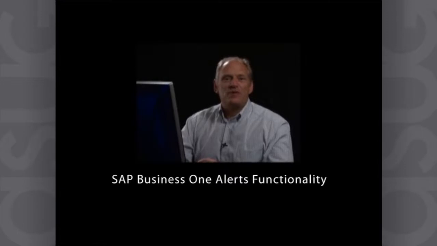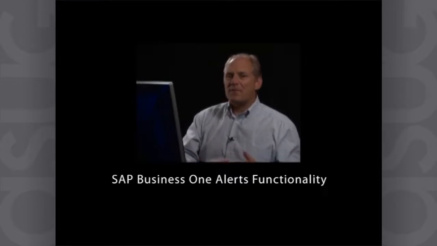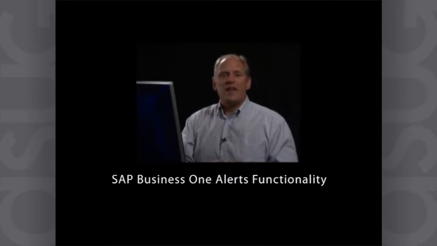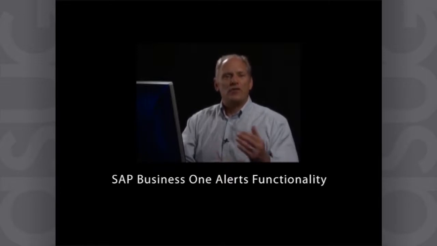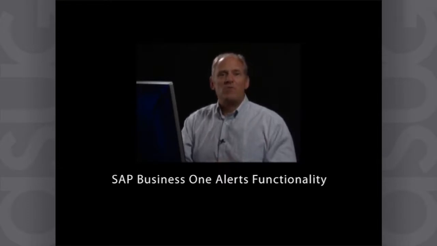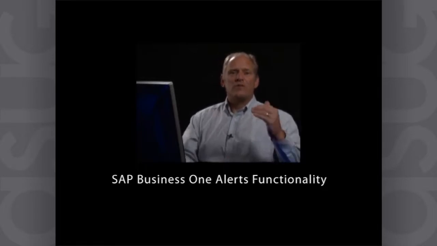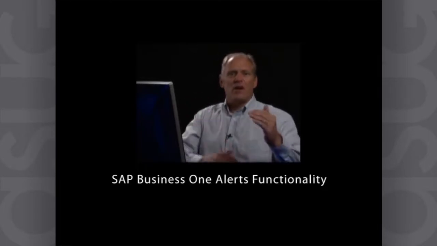With SAP Business One, you can configure the system to let you know when there's something happening inside the system that you need to be aware of. For example, let's say you might decide that when an inventory stock level falls below a certain point, you want to be advised that it's time to reorder. Or when a certain customer buys a product, or when a transaction falls within a certain range of values.